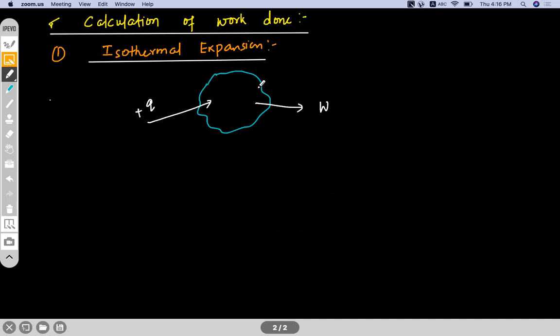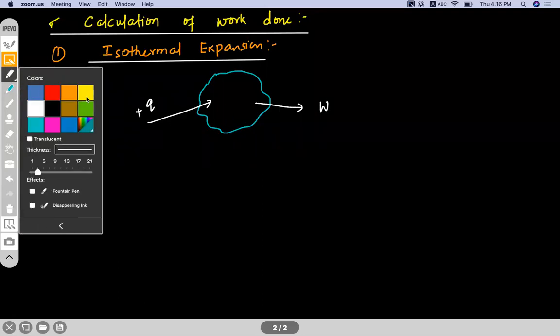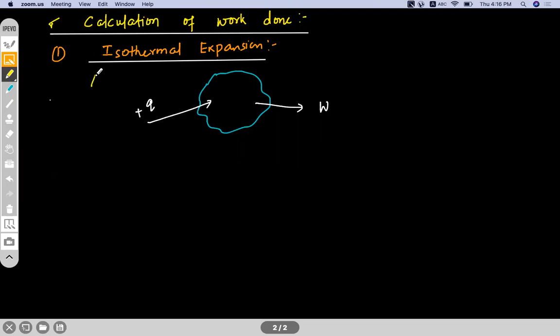So what is happening here? Here we are assuming isothermal expansion, and it is possible that the system will take some energy from outside and it does work with that particular energy. But we need to understand here, since the process is isothermal, what is the value of delta U? Anybody? Isothermal process, delta U? Delta U is zero. Why? Because internal energy is a function of only temperature. So if temperature is constant, delta U is zero.